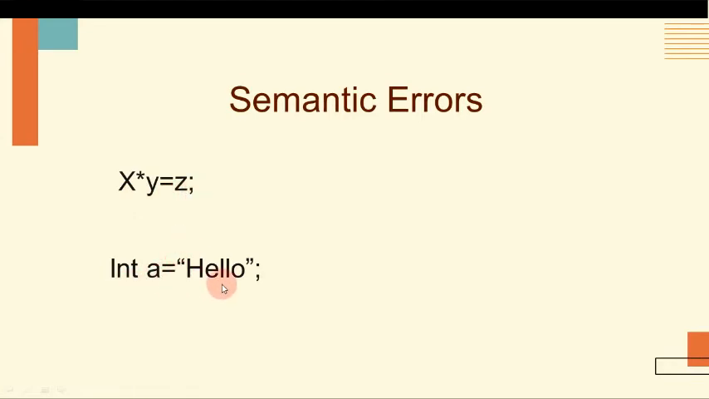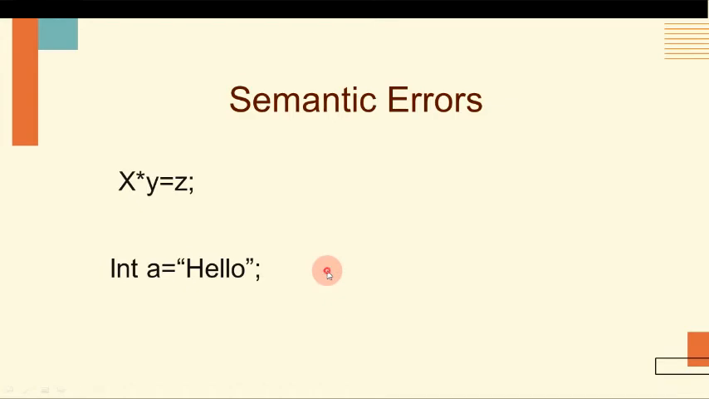Next one is int a = "hello"; So what is this? This is an incompatible type error, because int is an integer data type and in double quotes we have used a string. A string is nothing but alphabets. So the int data type cannot hold strings, and a string cannot hold an int. These two have a mismatch. It is a type incompatibility.